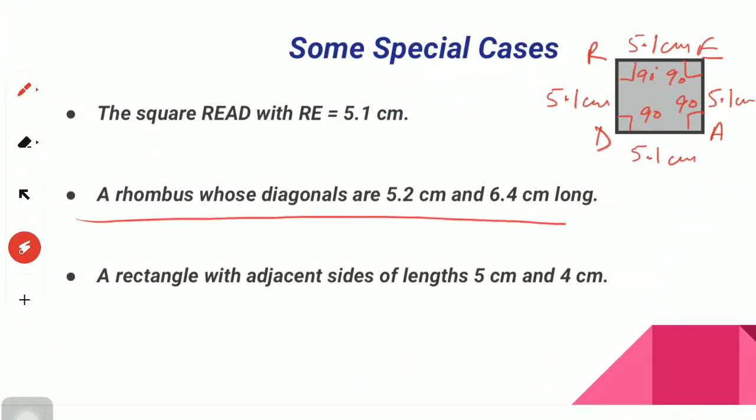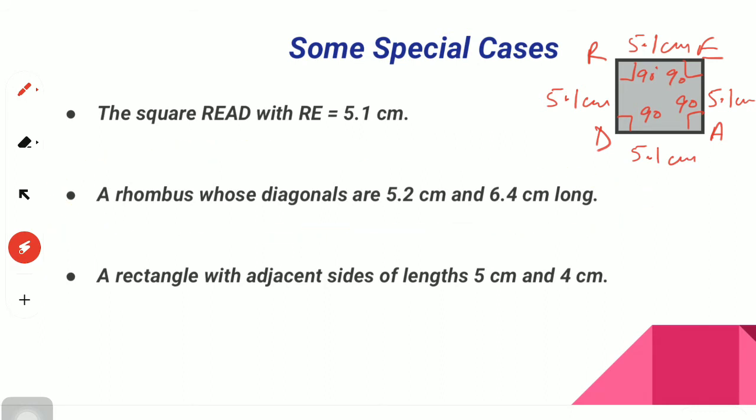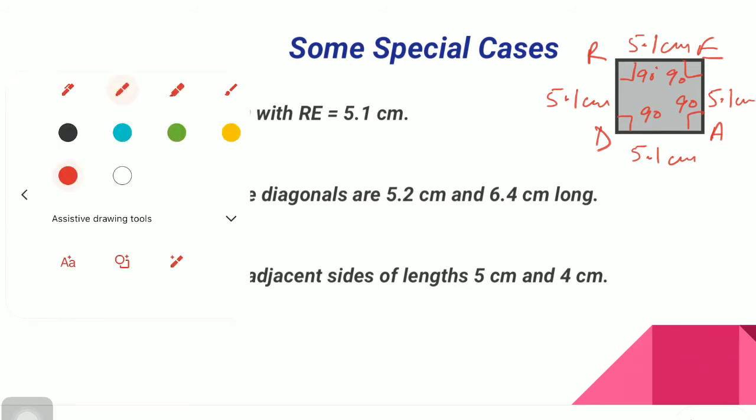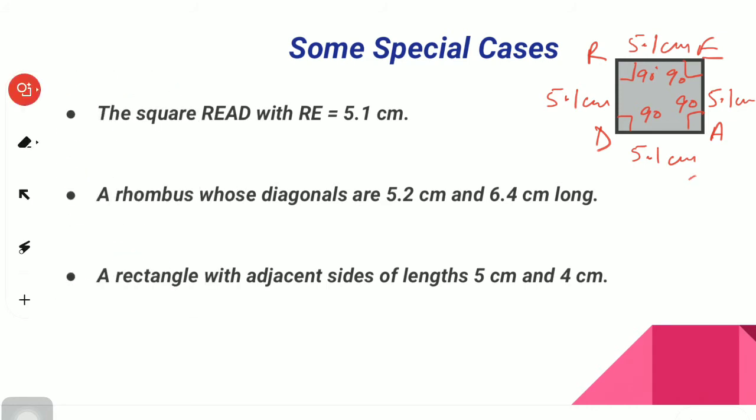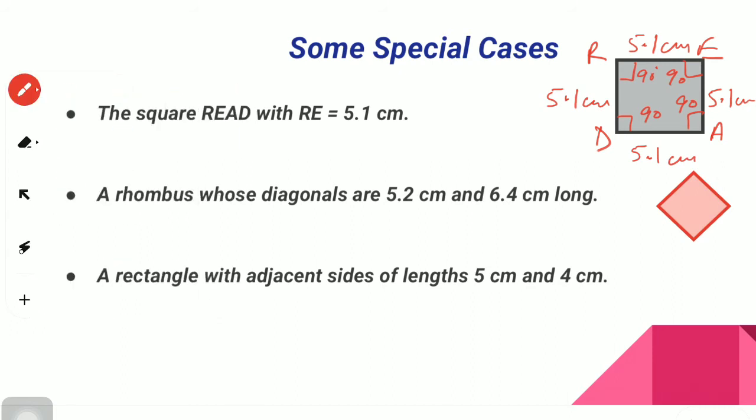A rhombus whose diagonals are of 5.2 centimeter and 6.4 centimeter long. So you know that if we have a rhombus, rhombus is a special kind of quadrilateral whose all four sides are equal. Suppose this is A, B, C, D, all four sides are equal and the diagonals are perpendicular bisectors of each other. This is the property related to the special kind of quadrilateral named as rhombus.